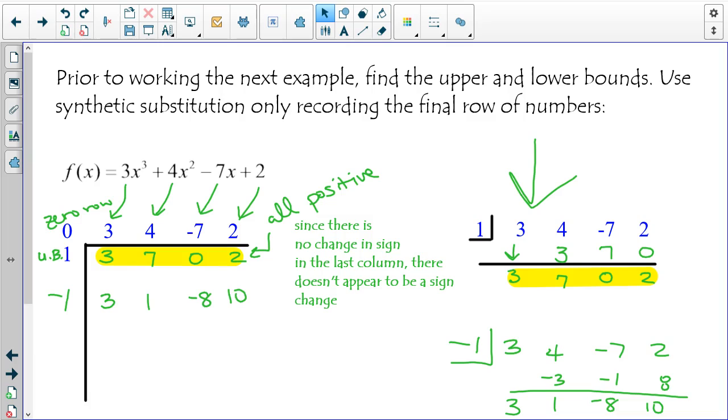3, 1, negative 8, 10. Is that alternating in sign? So I guess that doesn't work. It's not alternating in sign, so it's not my lower bound. You notice I put a UB right here for upper bound, right? You saw that?